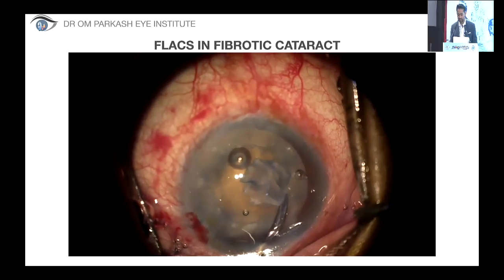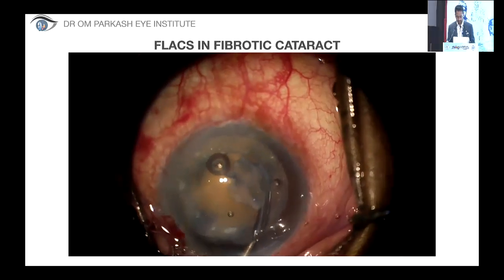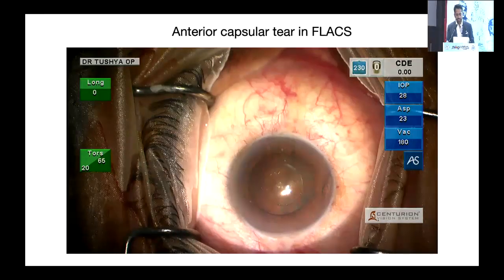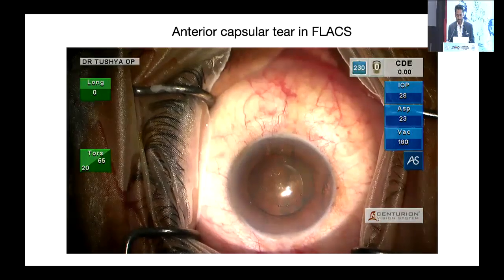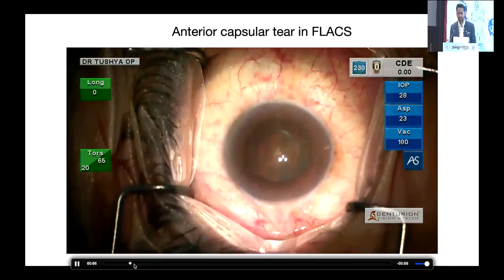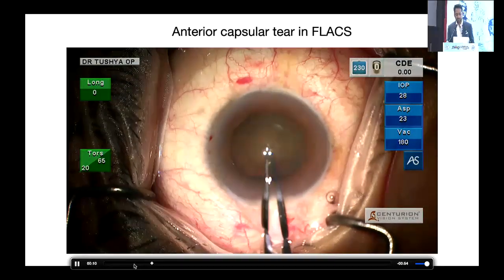I used a Vannas scissor to take out the last portion of the capsule, and then it was very easy to proceed. So similarly, at times, as we all know, the capsular rhexis margin in FLACS has micro perforations. This was an anxious, uncooperative patient where I could only manage to do capsulotomy. So in this case we have to be very careful, because at times you can have an anterior capsular tear in FLACS.